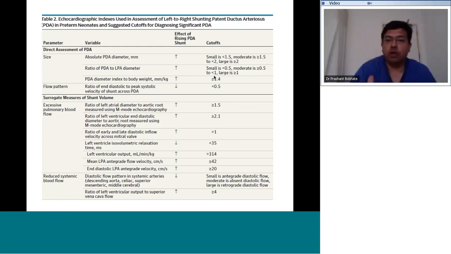So more than 1.5 millimeter per kg body weight, an LA to aortic root diameter ratio of more than 1.5, and pan-diastolic flow reversal in the descending aorta are suggestive of a hemodynamically significant PDA, and this PDA needs to be closed.